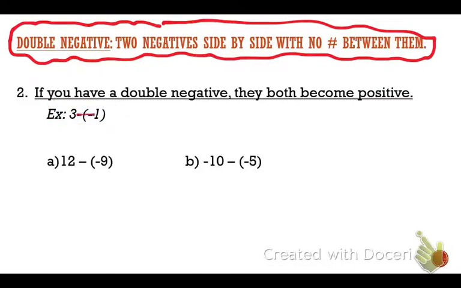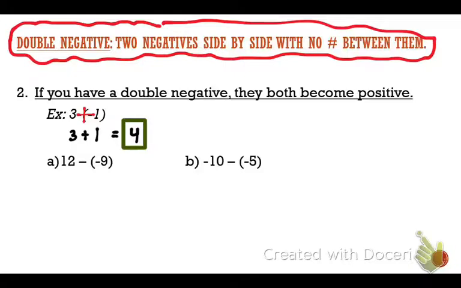I want you to turn that into a monster positive, and directly underneath it, instead of 3 minus -1, this became a 3 plus 1. So guys, what's the answer? 4. 4 is correct. Go ahead and box that in. All right, I want you to try A and B with your partner, and then we'll talk about your answers here in just a second.